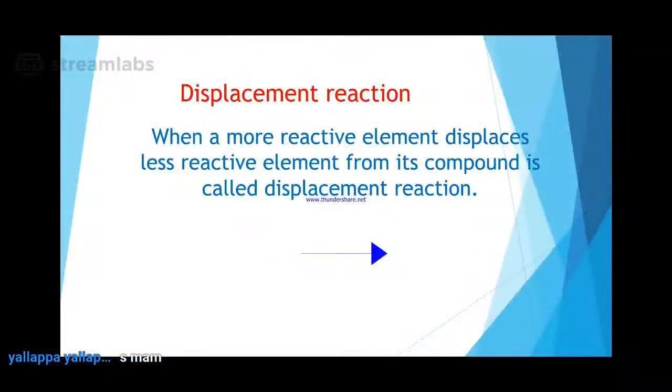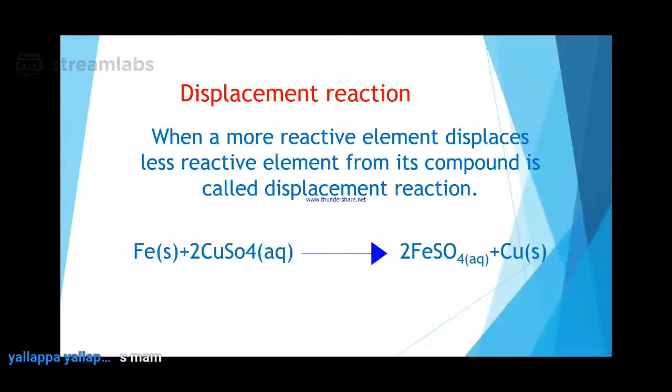In this reaction, the more reactive element displaces the less reactive element from its compound. The equation is: when iron reacts with copper sulfate, it results in the formation of iron sulfate, and copper gets separated. Why does it take place? Iron is more reactive than copper, hence the iron replaces the copper.